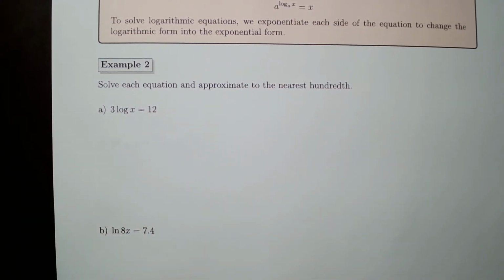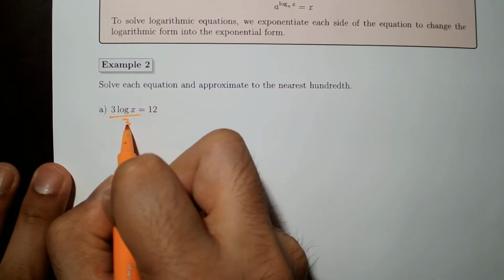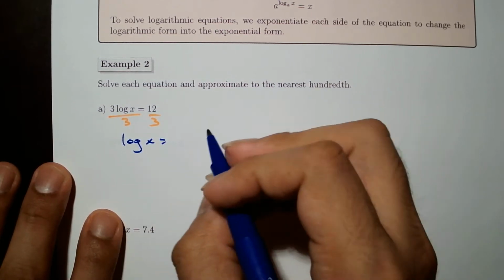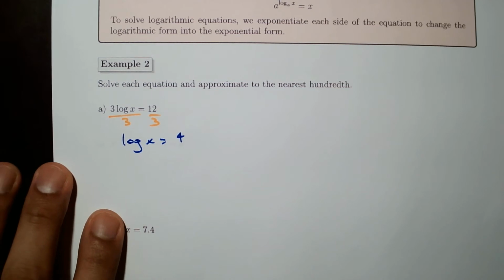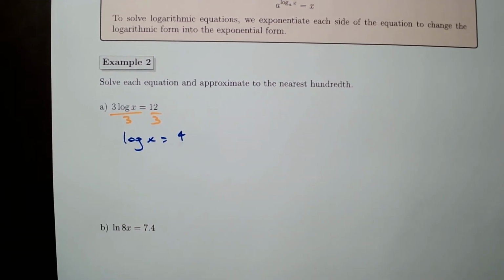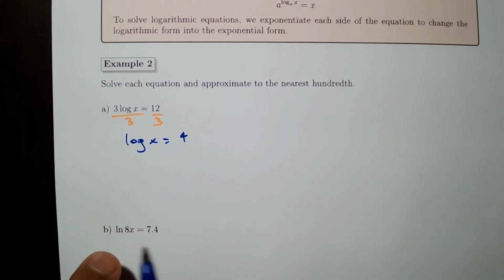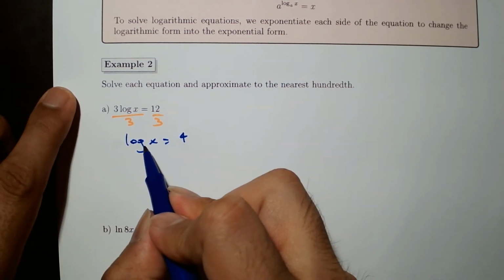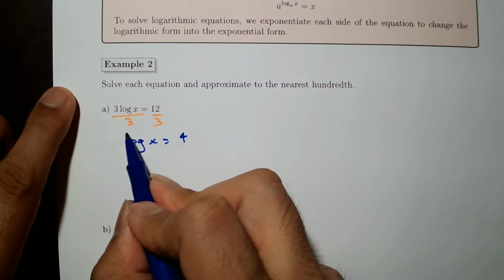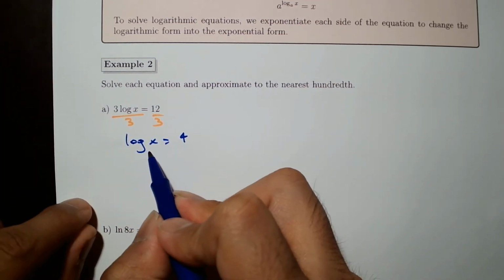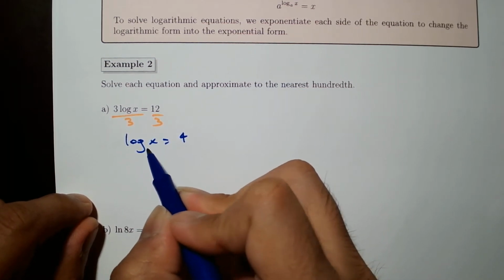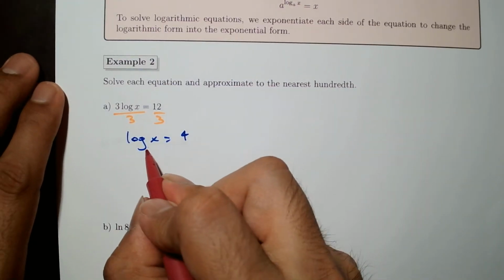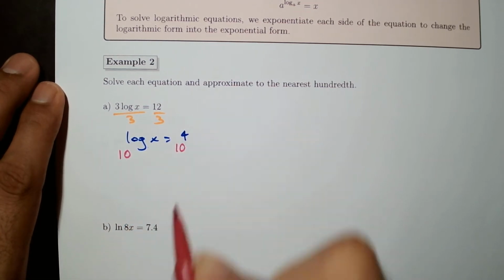So in this case, we see a 3 in there. I'm going to divide both sides by 3 to get log of x equals 12 over 3, which equals 4. Okay, so now we are only one step away from getting x by itself. How do we do that? Well, we need to exponentiate base. In this case, what is the base of this logarithm? If you recall, when we see the word log by itself with no subscript between the letter g and the argument, it should be understood that the base is 10, so we exponentiate both sides base 10.